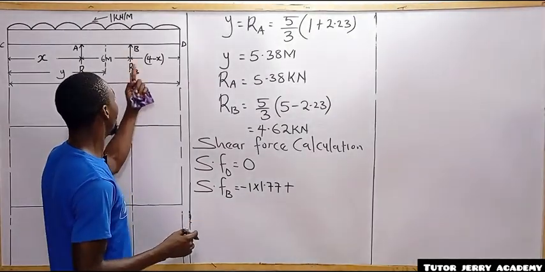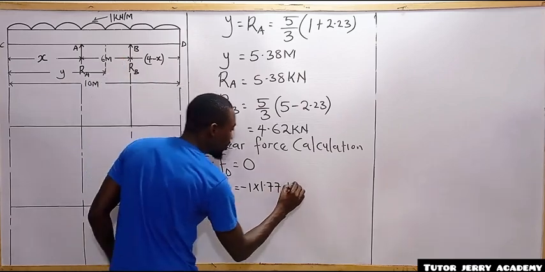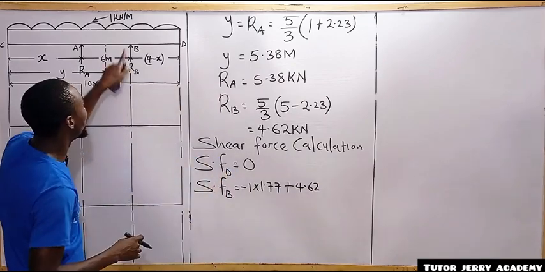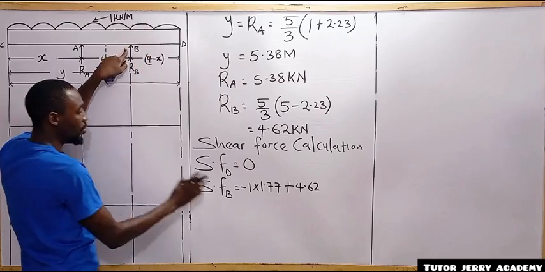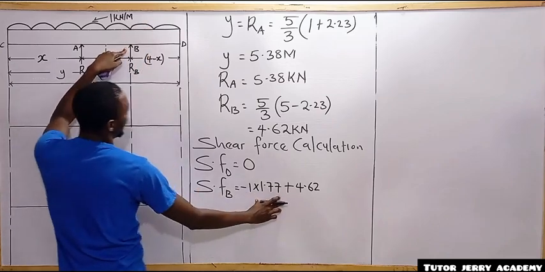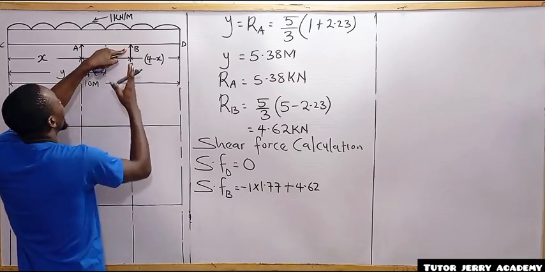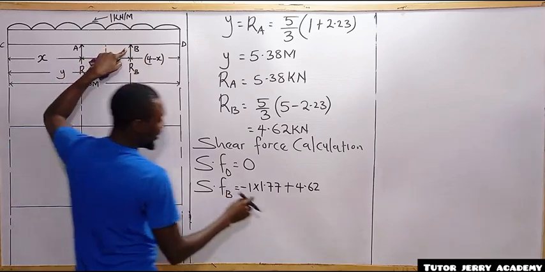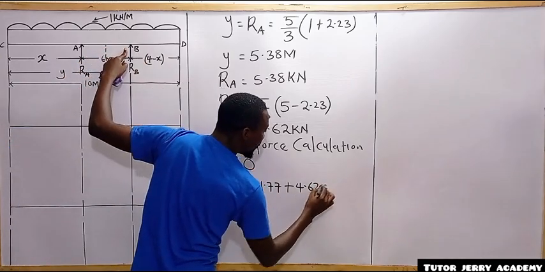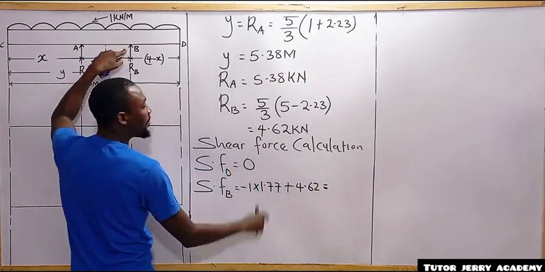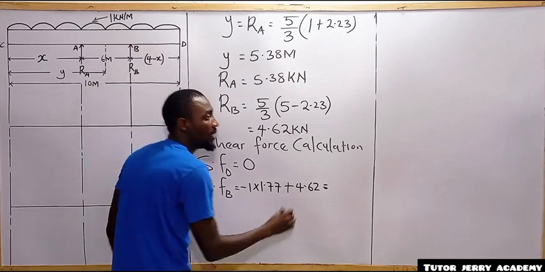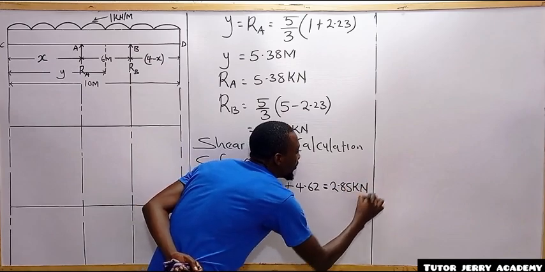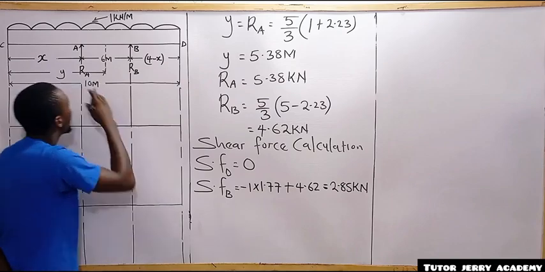And the reaction at B is an upward force, so it is going to be positive, 4.62. All right. The meaning of this is at point B, we have a uniform distributed load which is negative 1.77, and by the time you now add the effect of this reaction at point B to this, it is going to change the shear force from negative 1.77 to 2.85 kilonewton. All right. So the next one is point A.